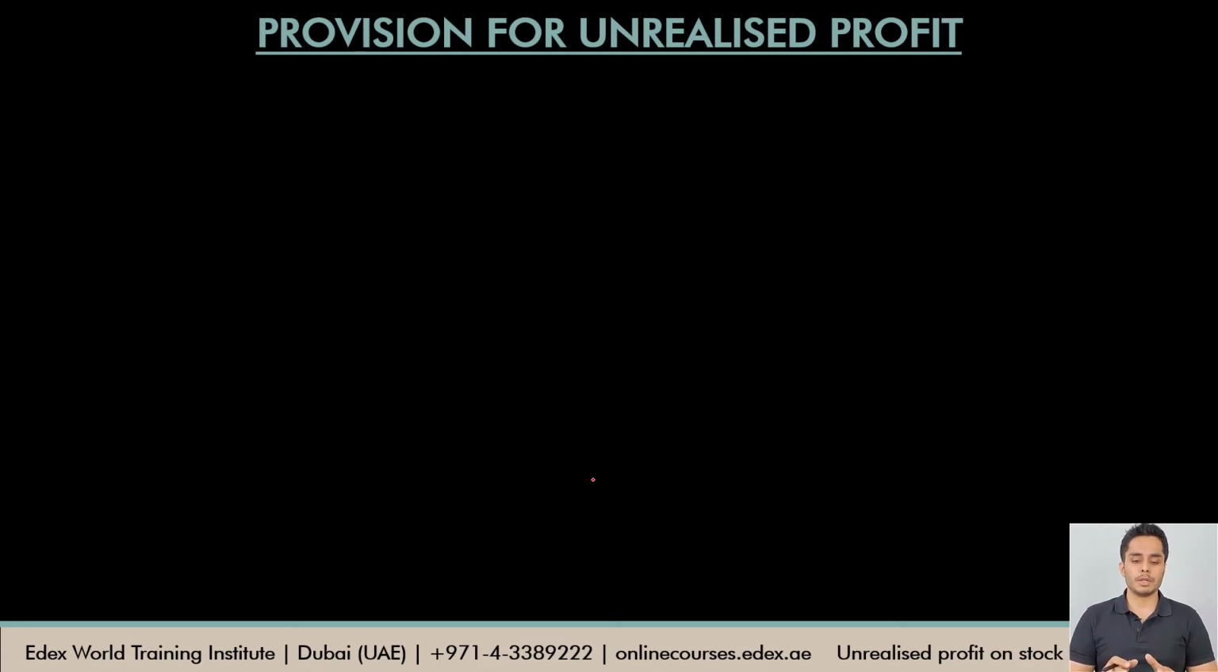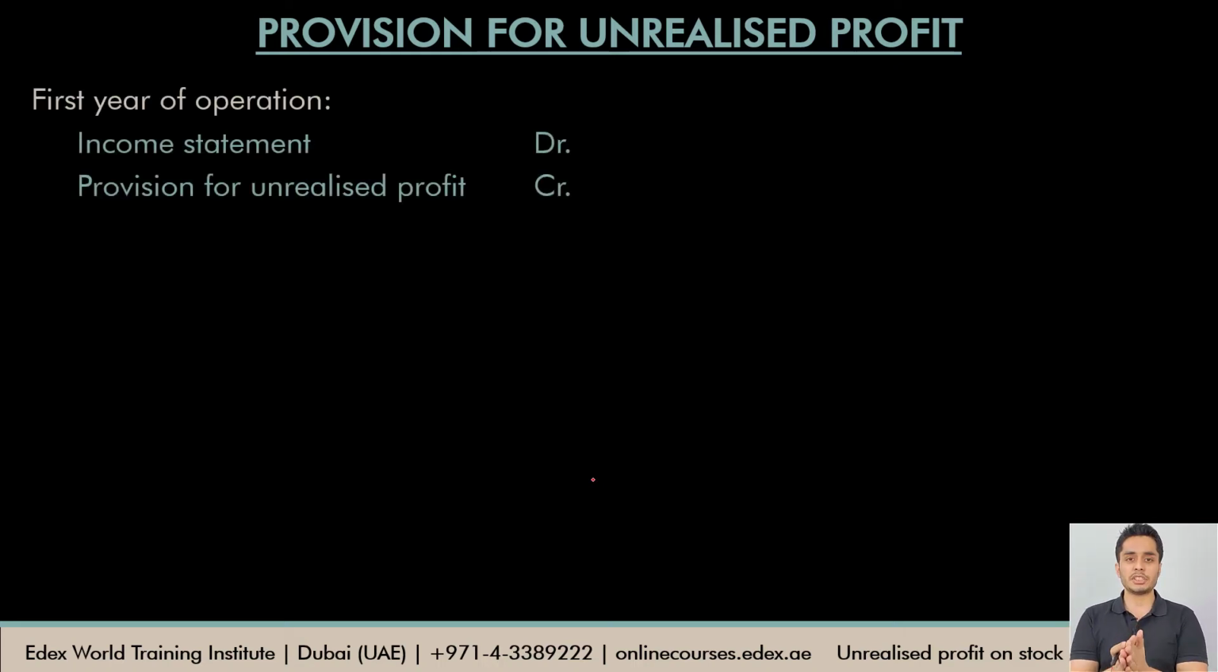So let's sum up the previous two presentations that we've seen, closing and opening stock. How is it actually done? If it's the first year of operation, there is no opening stock. So the only entry that will be passed in that year is the amount of profit that is included in the closing stock, which will have to be charged as an expense in the income statement, and hence income statement is debited here.